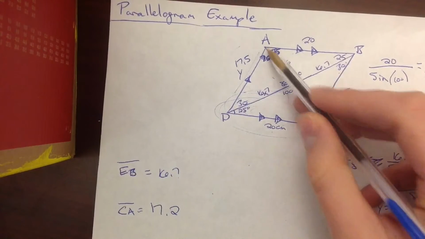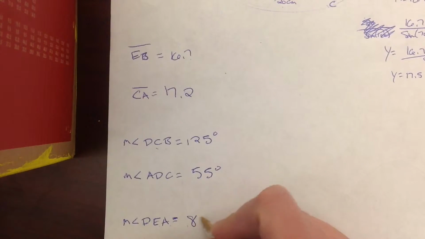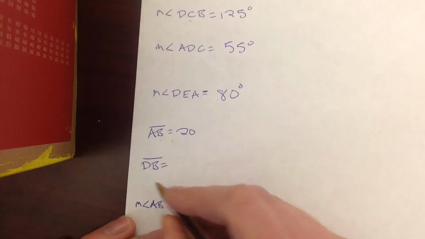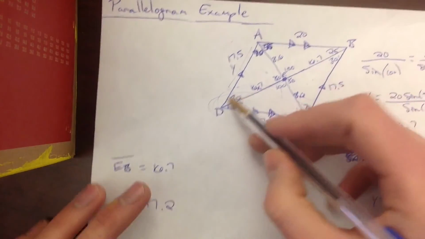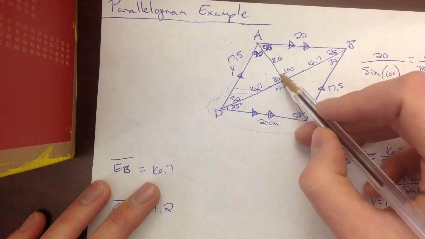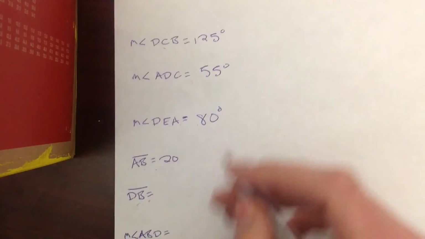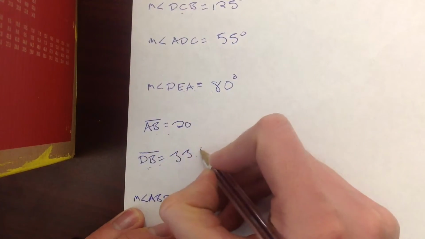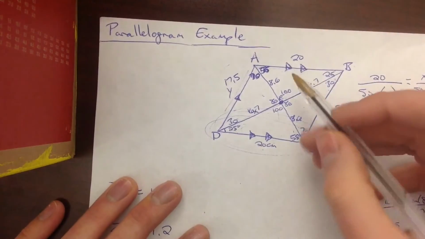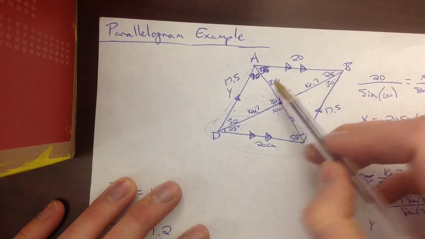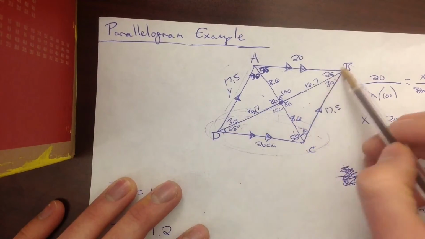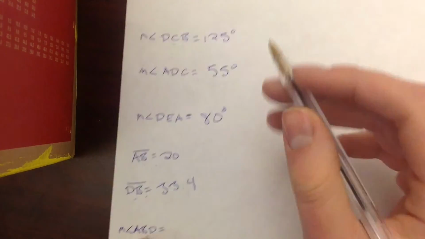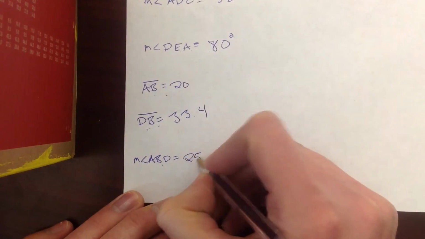Angle DEA is 80. AB is 20. DB, D to B, 16.7 twice makes 33.4. And ABD is this interior angle of 25 degrees.